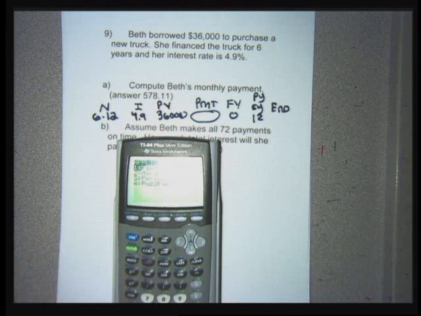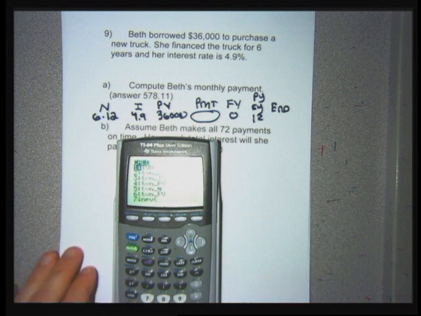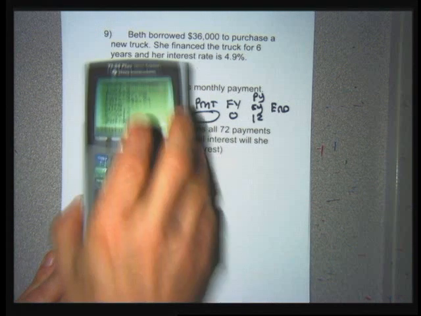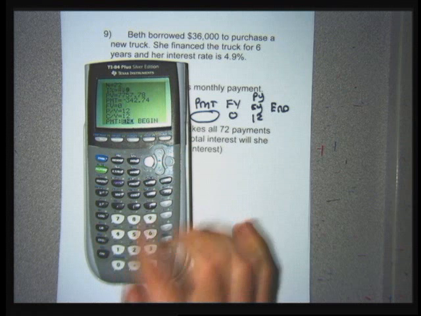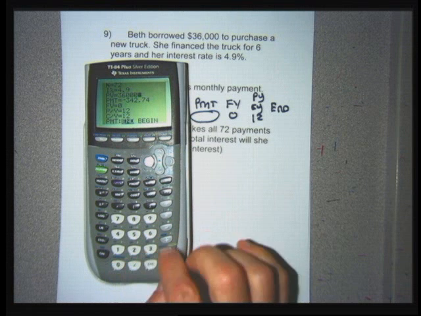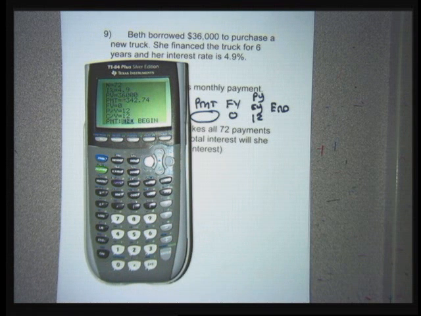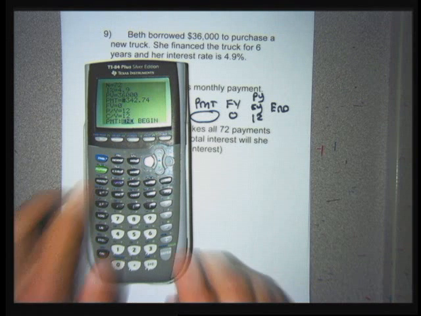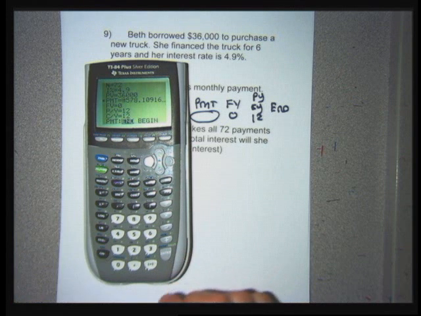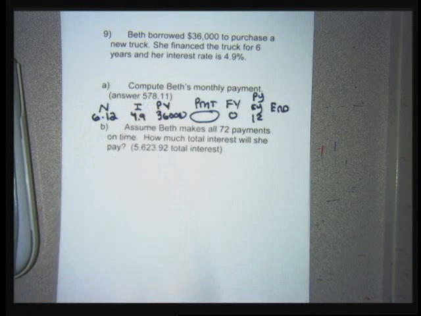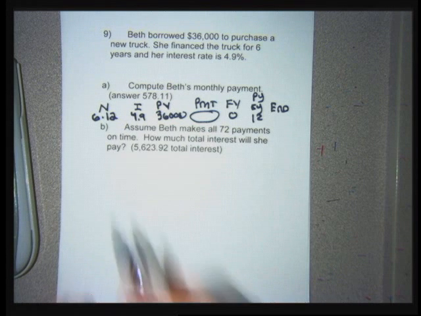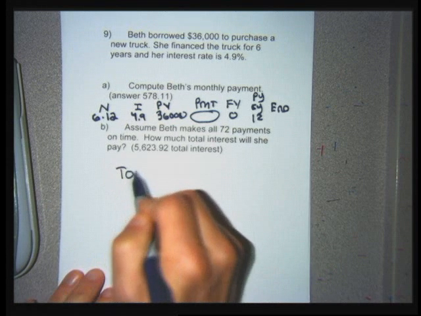So I'm going to go apps, finance, into my TVM solver. My N is going to be 6 times 12. My interest rate is 4.9%. $36,000 is what she's borrowing. And everything else is good. I solve for the payment. Alpha, enter, and I get $578. I'm going to round that to 11 cents, which is the answer to part A. Part B is how much interest. The amount of interest is the total payments less the loan amount.